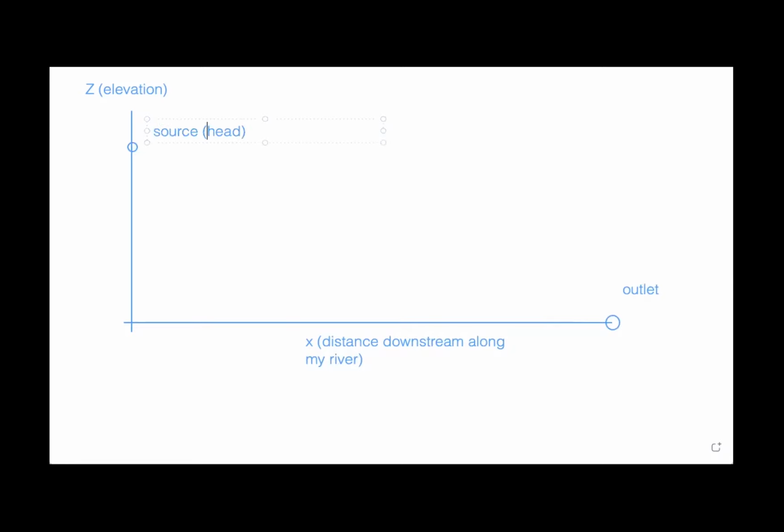Then I draw another axis here. And I put text, and here I put X, and that's distance downstream along my river. Let's say here is the outlet. And let's say here is the source, or head, channel head, river head.